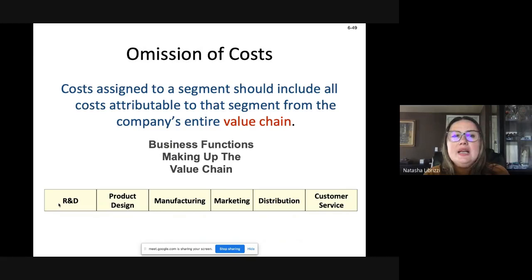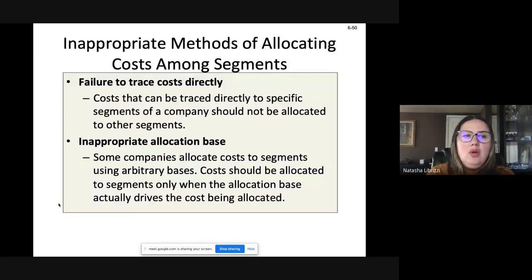So you want to make sure you assign it and you look at the value chain as a whole. Inappropriate method for allocating costs. Let's talk about what not to do. So failure to trace costs directly. So costs that can be traced directly, sometimes it's too much work, we'll just leave it out as a common cost. So that's not good.